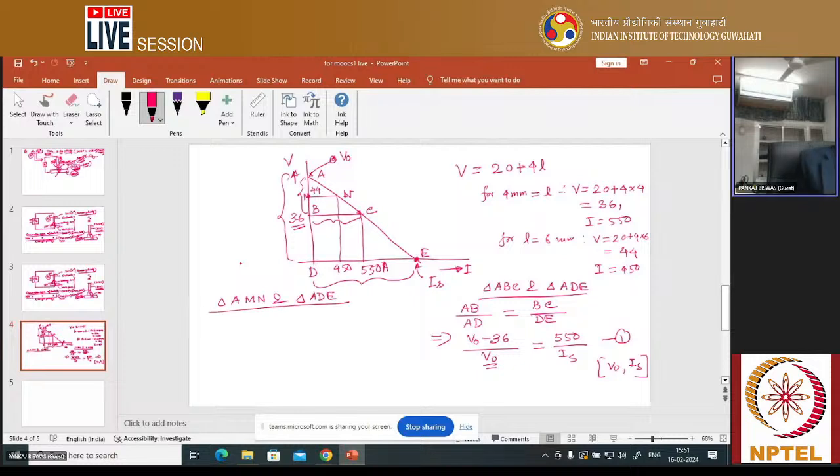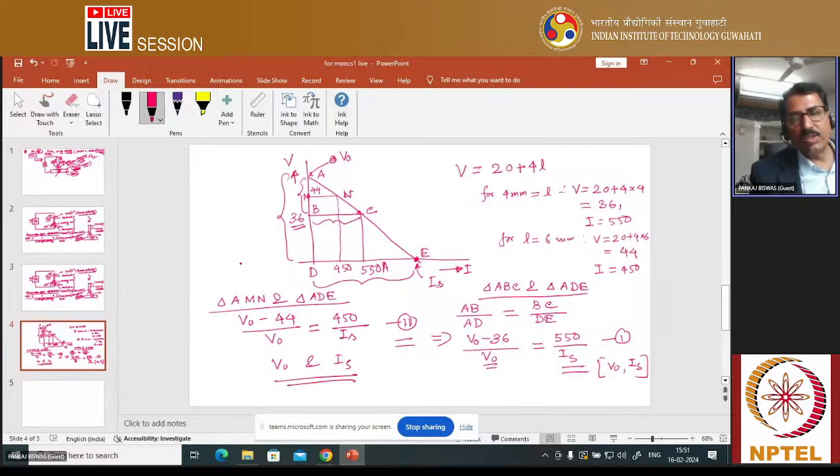So from this you can get another equation: V0 minus 44 divided by V0 is equal to 450 divided by IS. Understand what I am telling? So this is another equation, equation number 2. By solving equations number 1 and 2, whatever V0 and IS you get, V0 is your open circuit voltage and IS is your short circuit current. Okay.